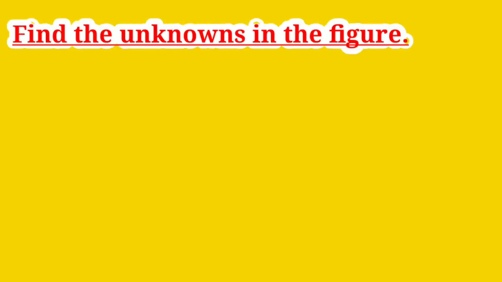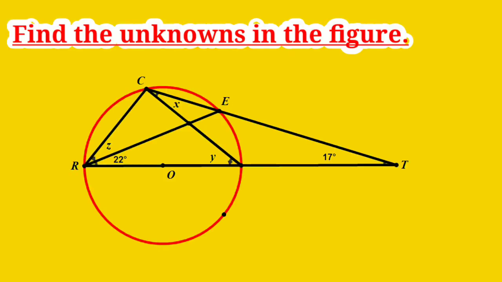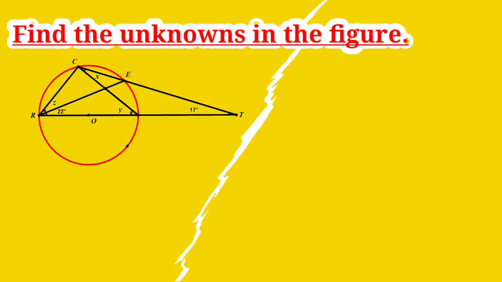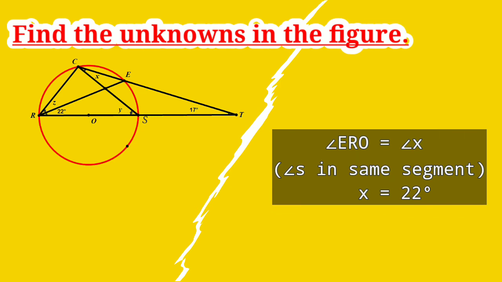Now let's find unknown angles applying the circle properties we have just learned today. In this example, we're going to find the values of x, y, and z. Looking at the figure, we know that angle ERO is equal to angle x. They are angles in the same segment. Therefore, the value of x equals 22 degrees.